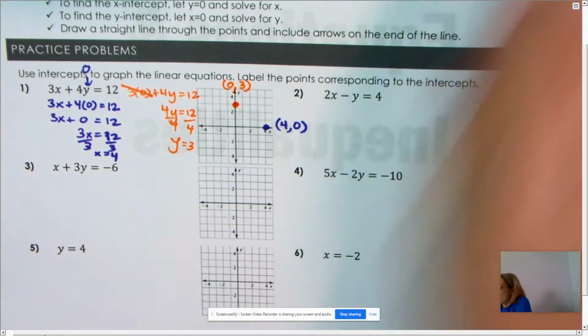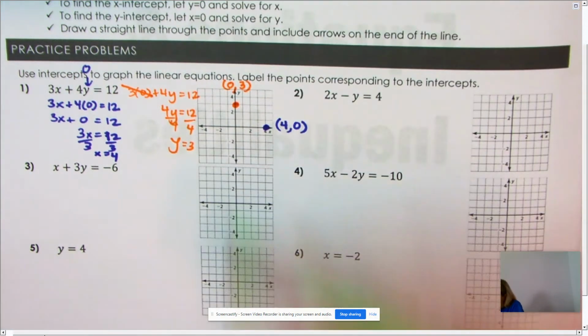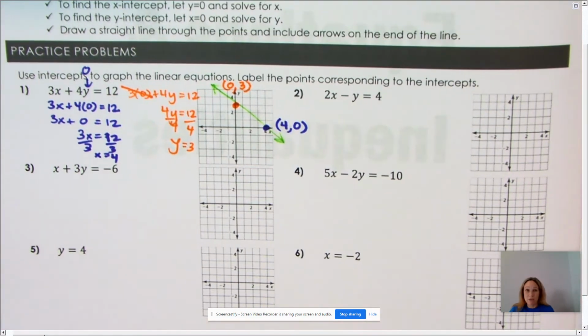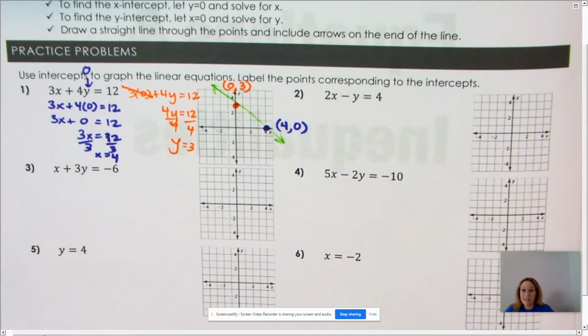And then I'm going to connect the dots. Okay. And that's what your line would look like. Okay, this seems like a kind of long process, huh? So my secret shortcut, I'm going to show you guys.